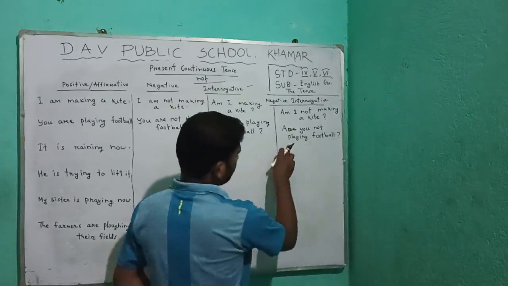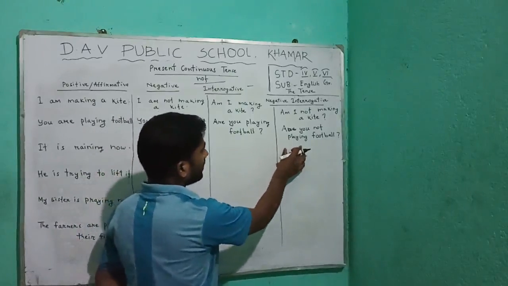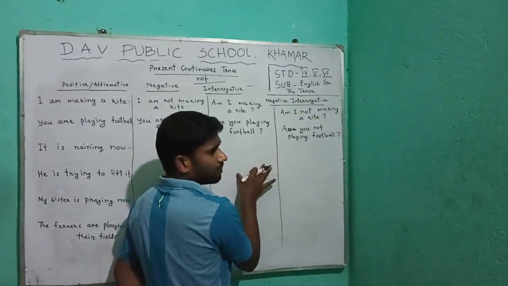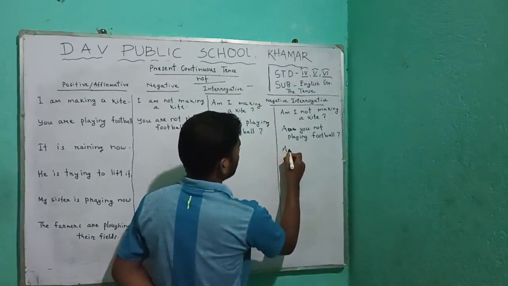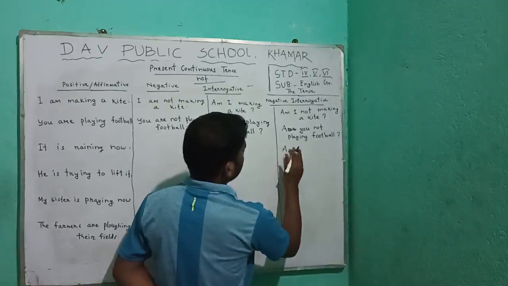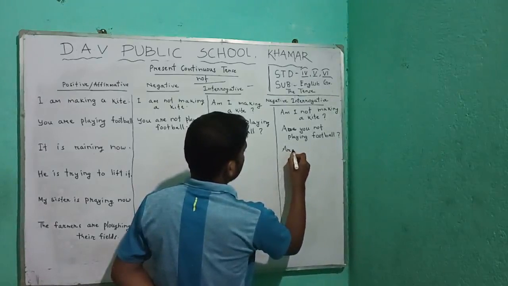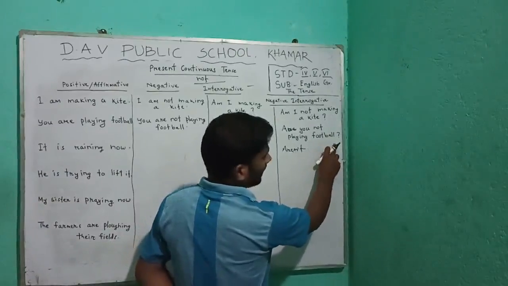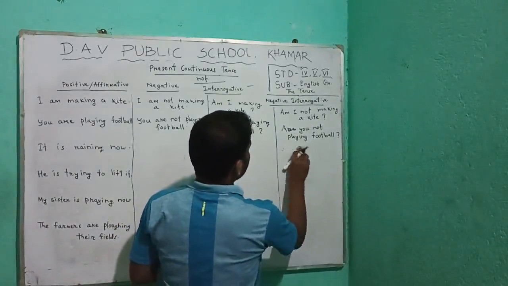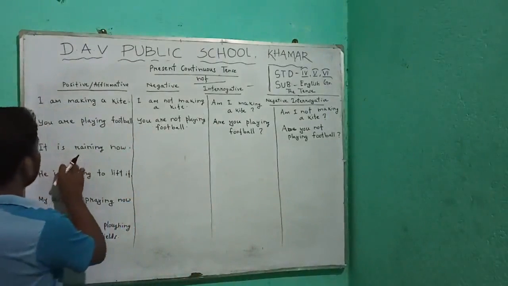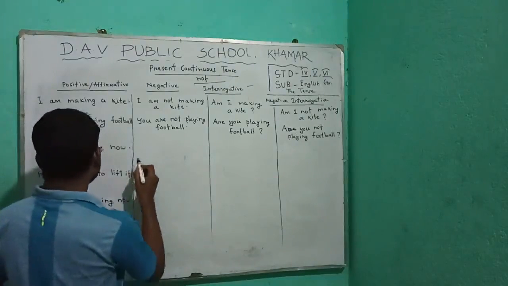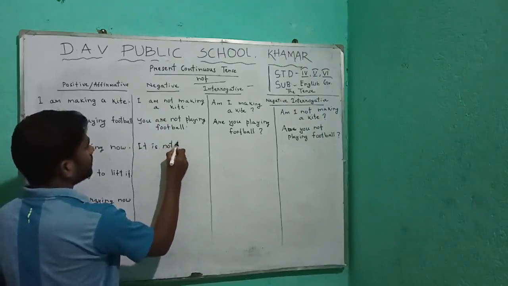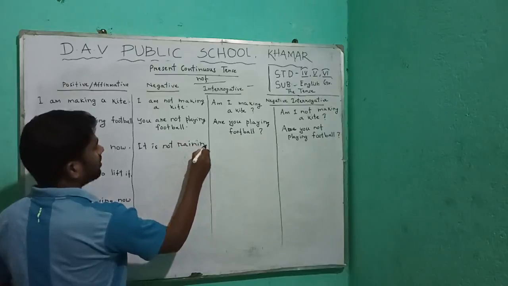Okay, so we can write this sentence in another way, that is making the short form of are not. Okay, like this. Aren't you playing football? Okay, then the another one, that is, it is raining now. So here the negative will be, it is not raining now.